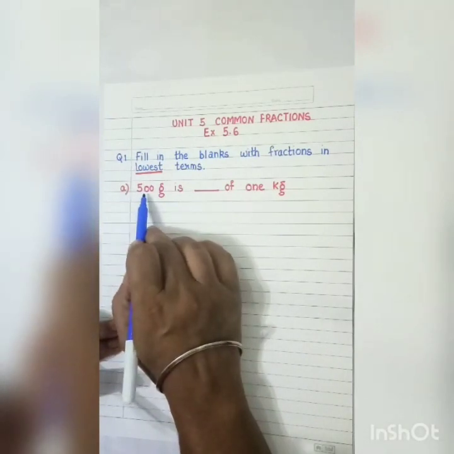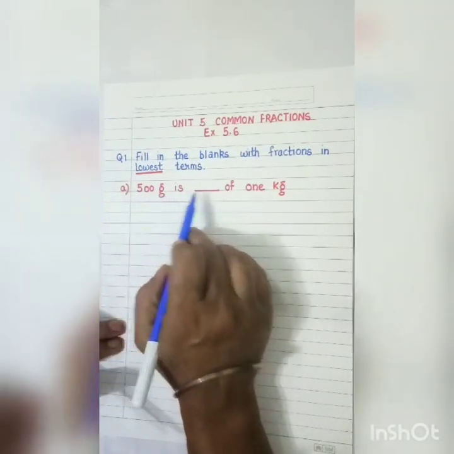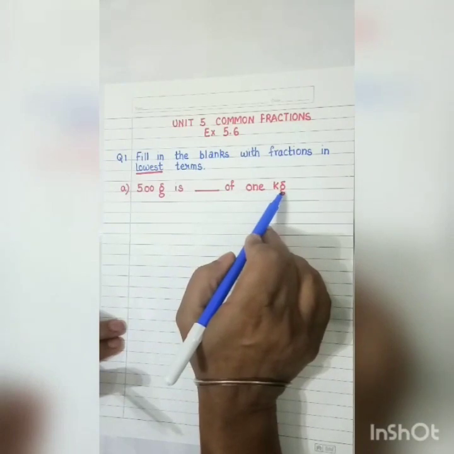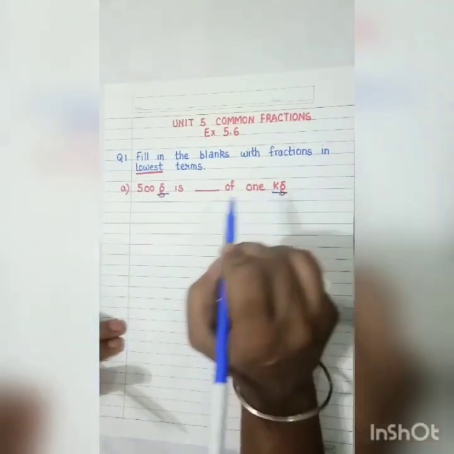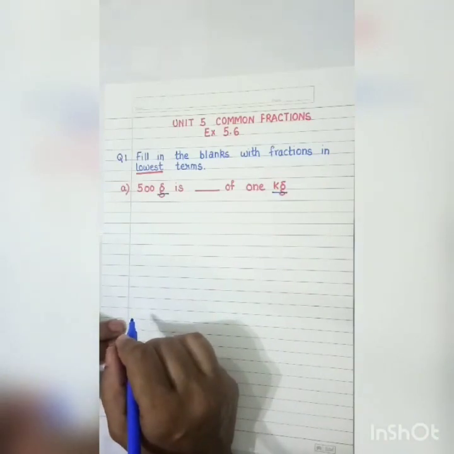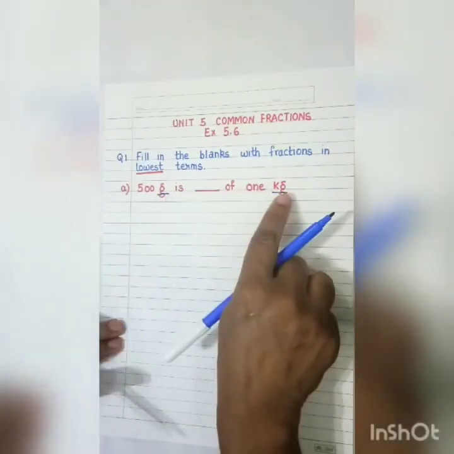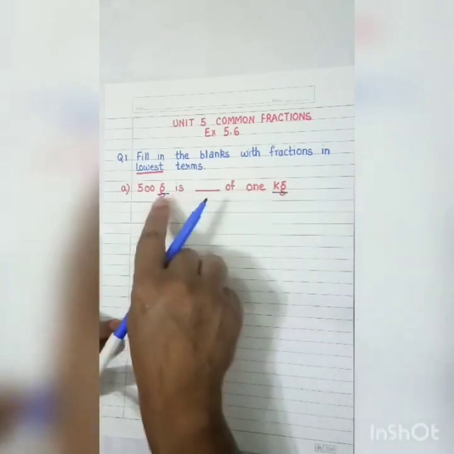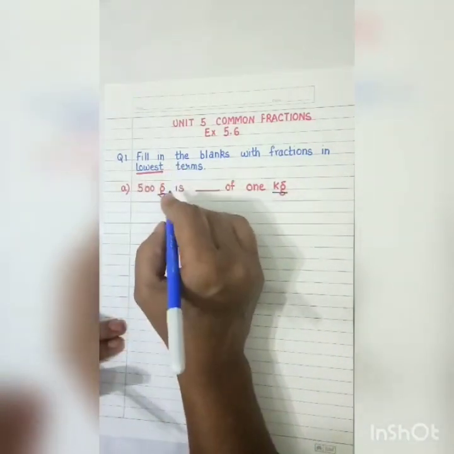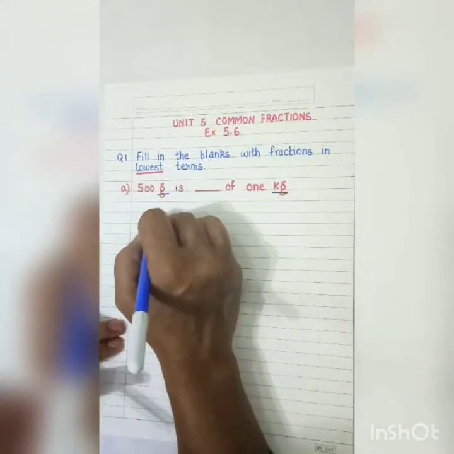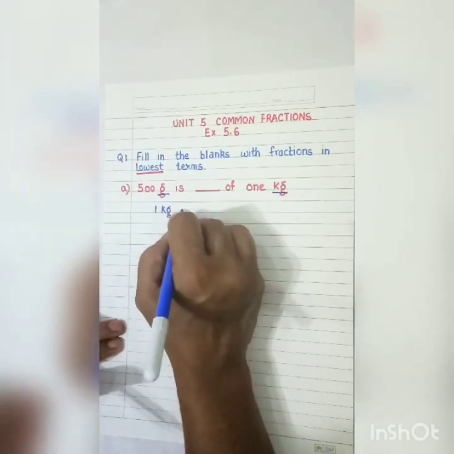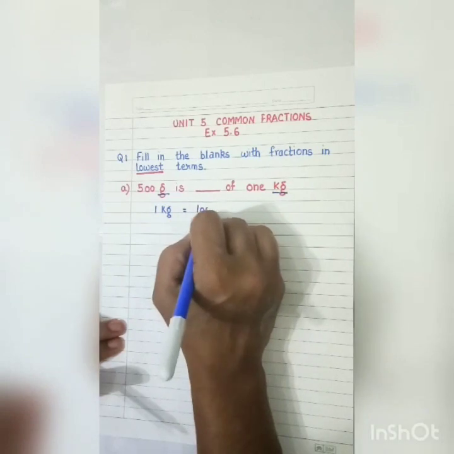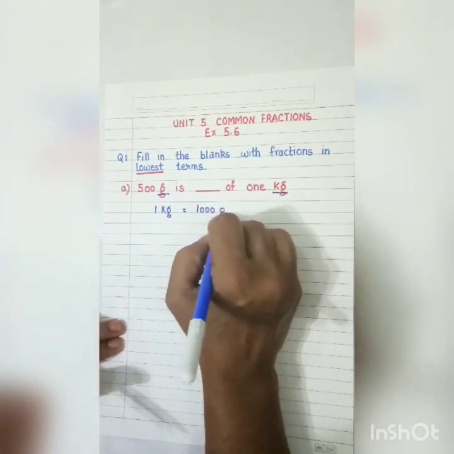First example is 500 grams is dash of 1 kg. So here you can see there are two units involved in this question, grams and kilograms. So you have to find out the relation between both of them. So what's the relation? 1 kg is equal to 1000 grams.